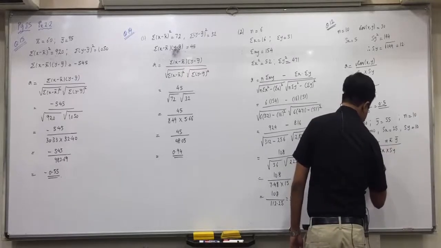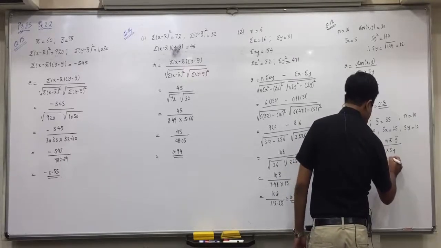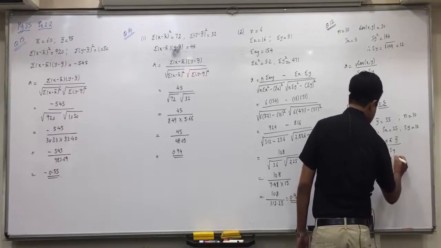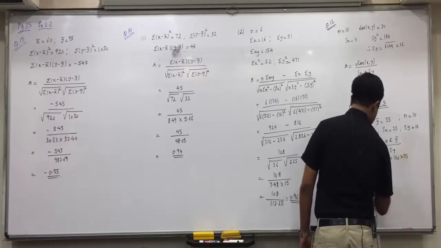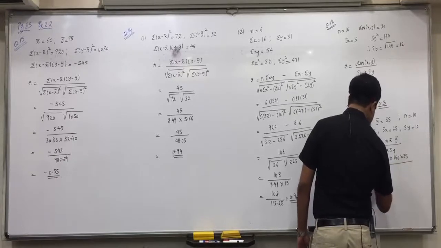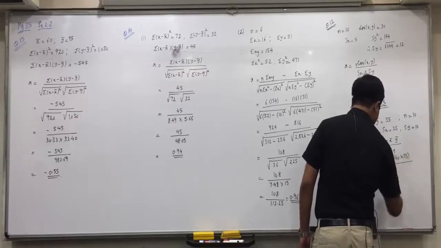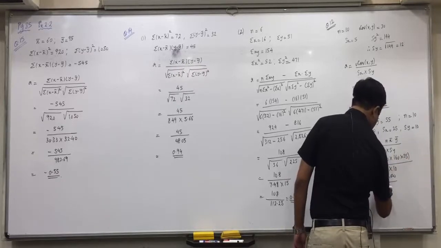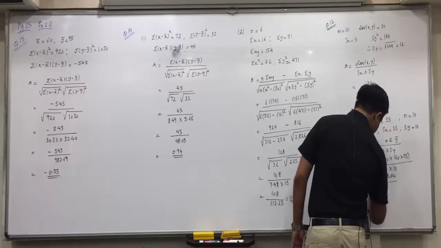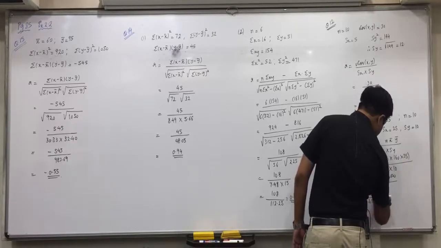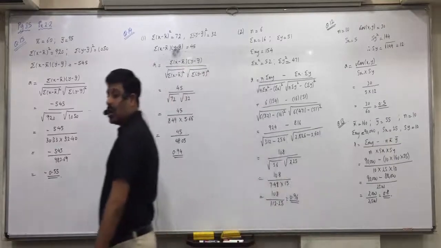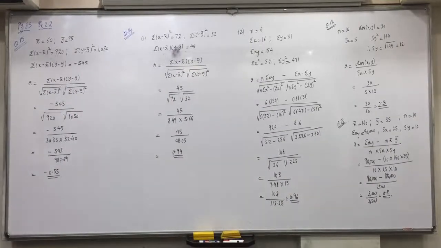Sigma xy 90,000 minus n is 10 into x bar is 160 into y bar is 55, upon again n is 10 into Sx is 25 into Sy is also 10. So 90,000 minus 88,000, 10 into 160 into 55, upon 2500. So 2,000 upon 2500, 0.8. Did you all understand this or not, everyone? Anyone having any doubt in this?